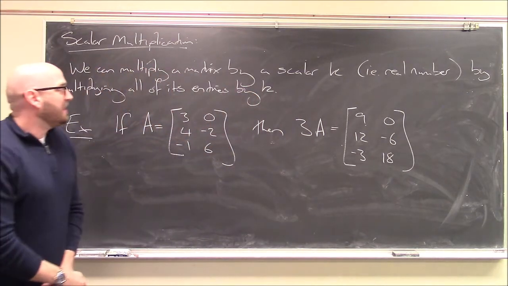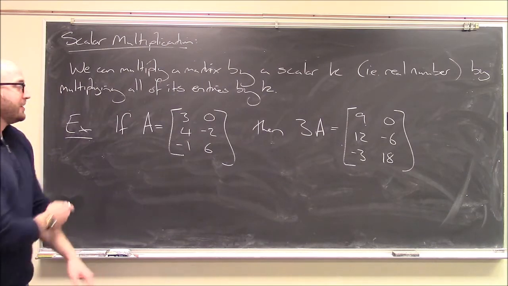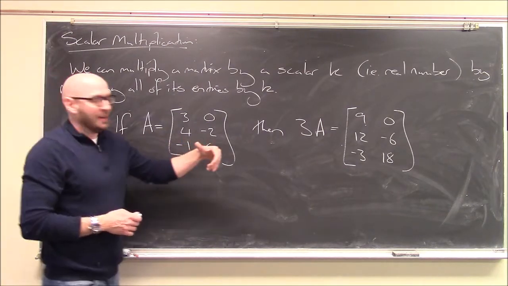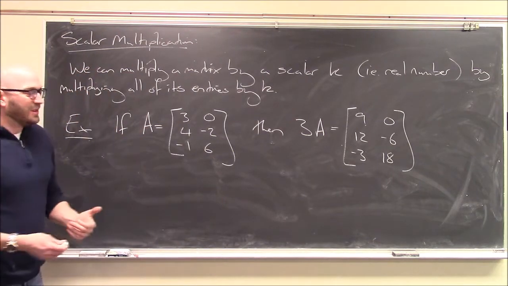Okay, so I think that's the only example I'll do. Scalar multiplication is easy enough to compute, right? You take your matrix and you multiply all of the corresponding entries by this number. So I think that's the only example we need to do.